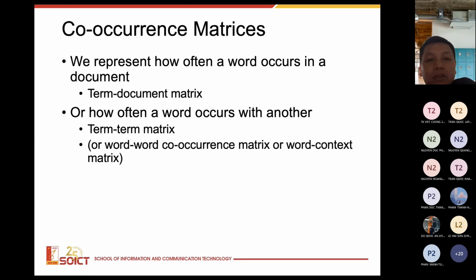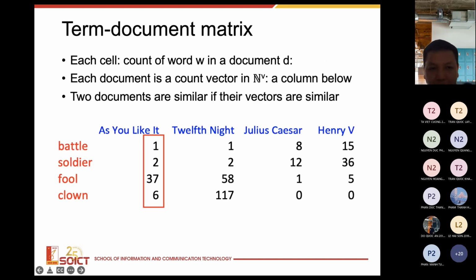Okay, so first about the co-occurrence matrix. The co-occurrence matrix represents how often a word occurs in, for example, a document. If it is how often a word occurs in a document, then we have a term-document matrix, right? In the case we want to measure how often a word occurs with another word, then we have a term-term matrix, or word-word co-occurrence matrix, or word-context matrix, right? This is an example of a term-document matrix.